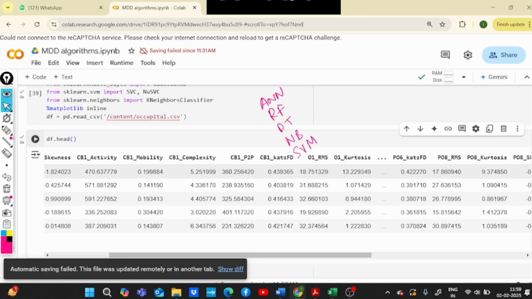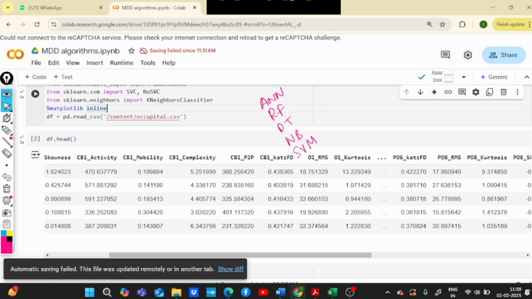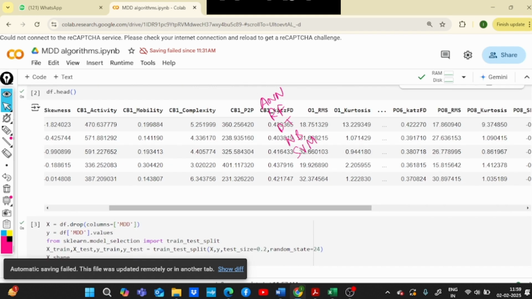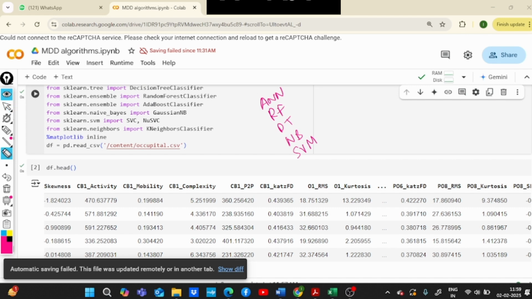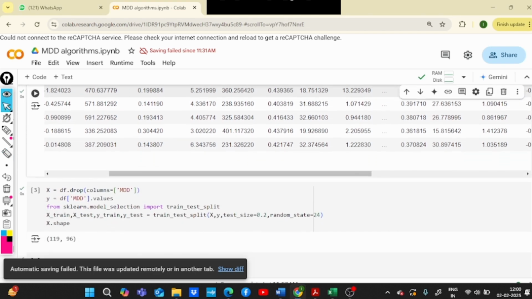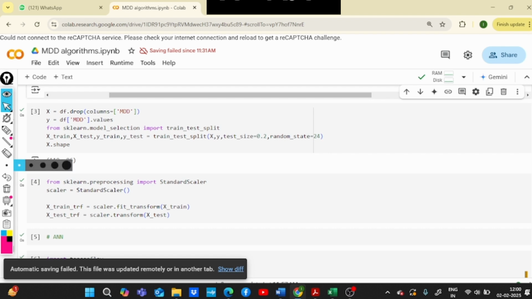Then we have seen df.head, which gives me only 5 rows. Then I divided it into x input and output. In order to get x, I have dropped the MDD column. We have done it many times. For y, we have put all the MDD values in y.